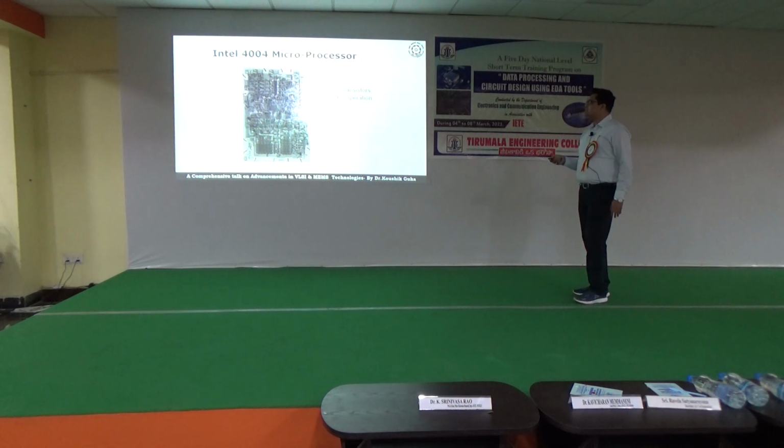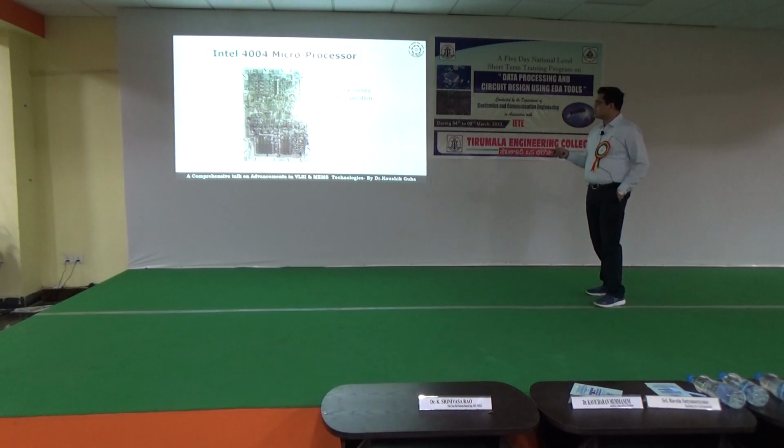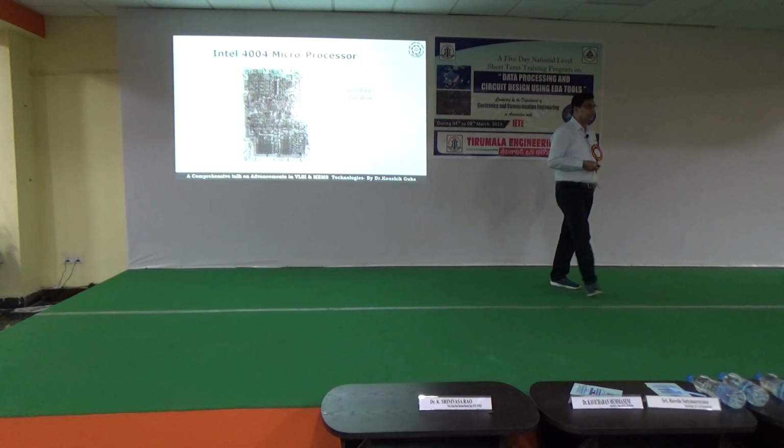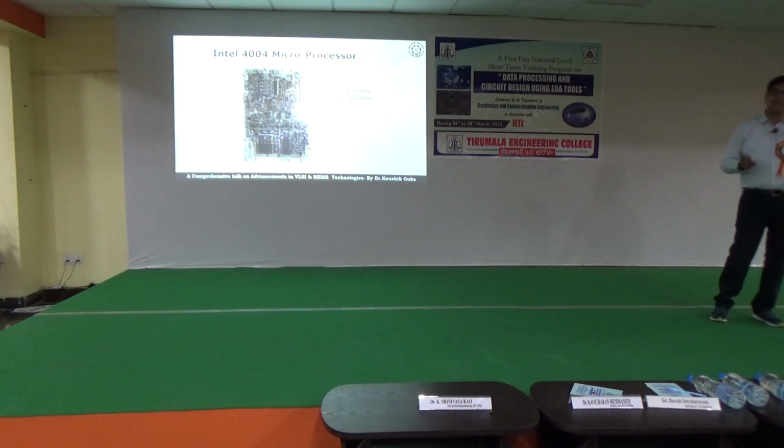So this is the picture of the Intel 4004 microprocessor. It is the first microprocessor structure. You can see it is 1971. It consisted of 1000 transistors and the speed was 1 megahertz operation. At that time 1 megahertz was more than enough, but now we cannot think of 1 megahertz. 1 megahertz is very slow.